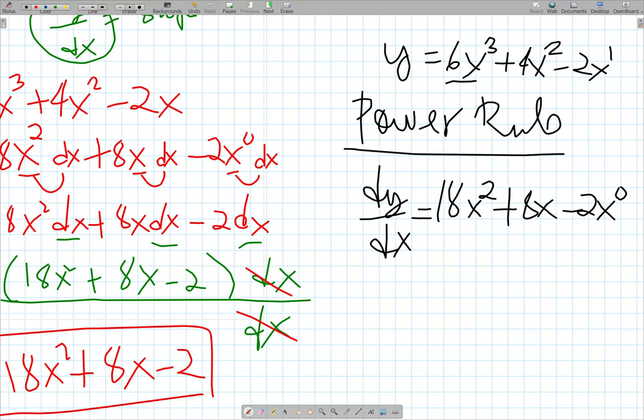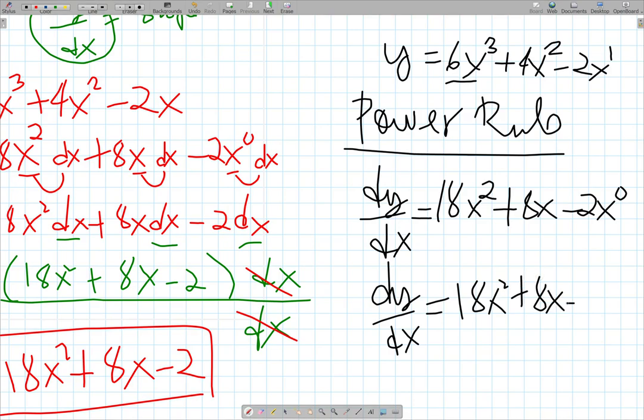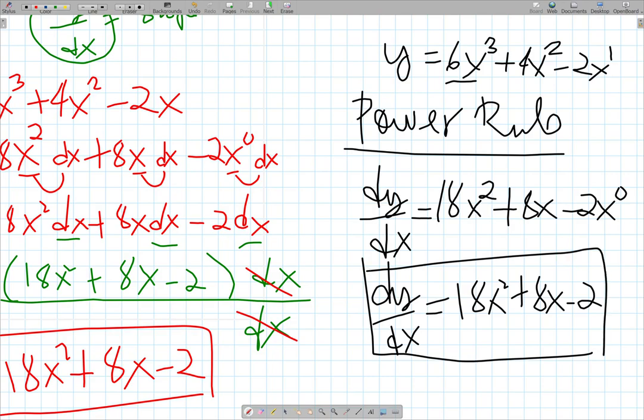And then simplifying this one, kasi pwede pa natin i-simplify ito. So again, dy over dx is equals to 18x squared plus 8x minus 2. Kasi, x to the power of 0 is equals to 1. So 1 times 2 is 2. Ayan ang dy over dx natin. Okay, 18x squared plus 8x minus 2.